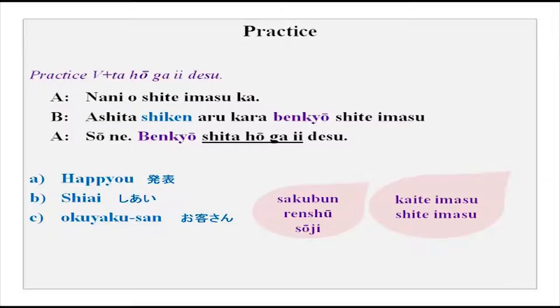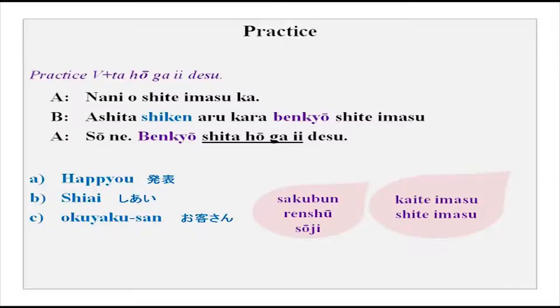Now, nani wo shite imasu ka? Ashita happyou aru kara benkyou shite imasu. Or renshyou shite imasu. So ne, renshyou shita hou ga ii desu. Or benkyou shita hou ga ii desu. Now, nani wo shite imasu ka? Ashita shiai aru kara. Shiai ga arimasu kara, or aru kara, renshyou shite imasu. I am practicing because I have a match. So ne, renshyou shita hou ga ii desu. So you can practice like this.